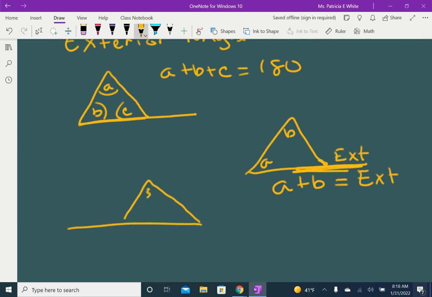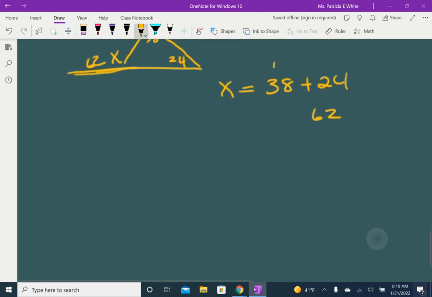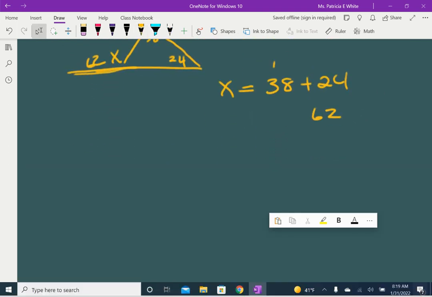You have 38 and 24, and you have x. And x is simply going to equal 38 plus 24. Okay, so 38 plus 24, we get a 12. 8 and 4 gives me 12. Carry the 1, and that gives me 62. 62. Okay, both this straight line and these three angles make 180, so they will equal each other.